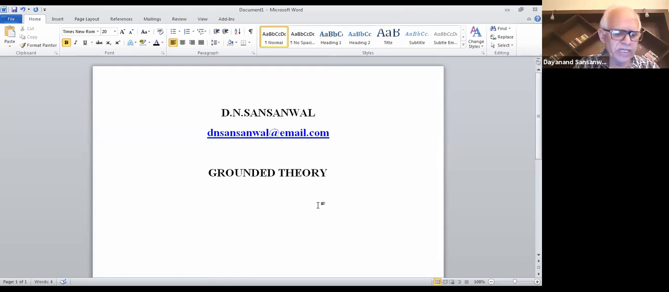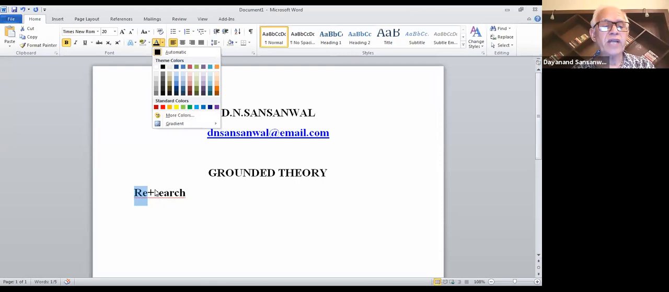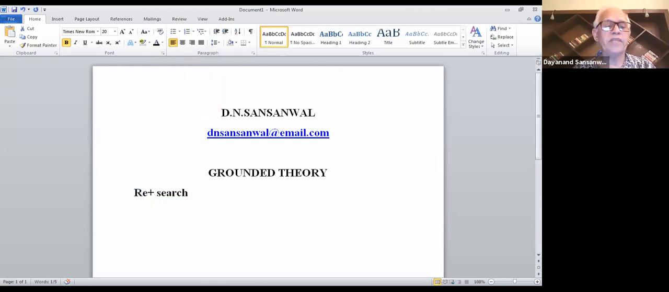If you see the word research, it comprises two words. One is re, which means again, and search. So you search again. Now the question arises, why do you search again? If you already have something, why do you want to have it again? Maybe the same, or maybe in a modified form.